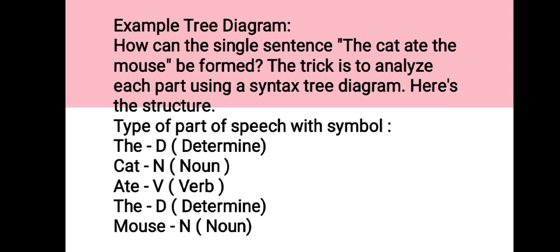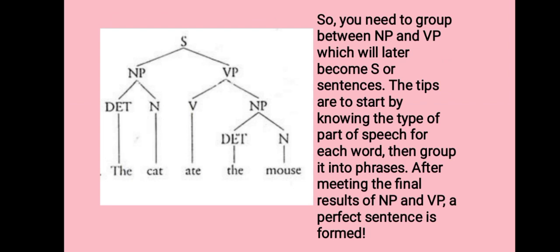Example 1, diagram. How can the single sentence "the cat ate the mouse" be formed? The trick is to analyze each part using a syntax tree diagram. Here is the structure. Type of parts of speech with symbol: the, determiner; cat, noun; ate, verb; the, determiner; mouse, noun. Like that, between the words of the sentence "the cat ate the mouse," a tree diagram is formed.